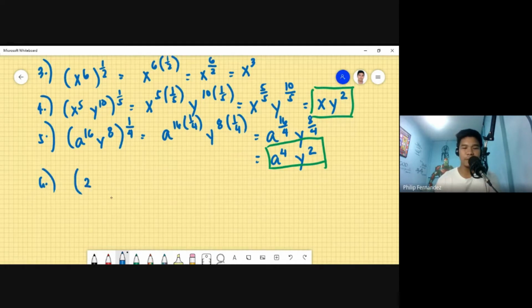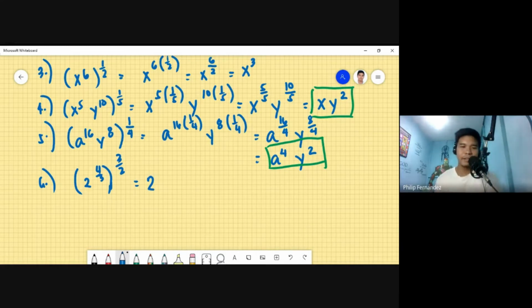We have 2 raised to 4/3, quantity raised to 3/2. So what you can see now, ang exponent natin inside the quantity is already a fraction. And of course, the exponent outside the quantity is also a fraction. So the same manner lang, we're just going to multiply the two fractions and we're just going to apply the operations on fractions on these two. So first thing is we need to copy the base, 2. So ang base natin ay 2.